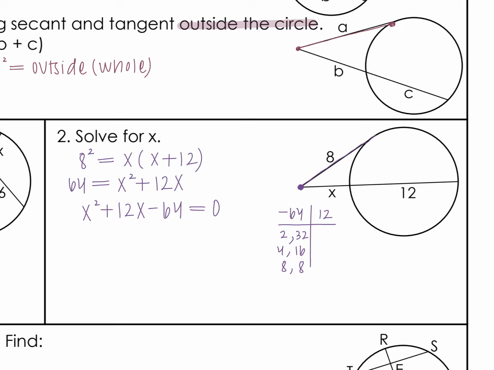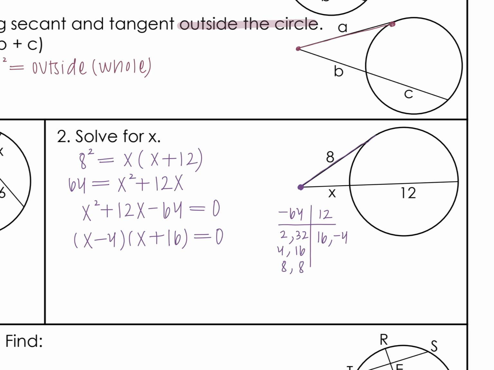The 8 and 8, if one of those is negative, it's going to cancel out. I'm going to get a 0. And so that's going to leave me with that 4 and 16. Well, in order to get the positive 12, I need the 16 to be positive and my 4 to be negative. Okay, and so that's going to give me my factors of x minus 4 and x plus 16.